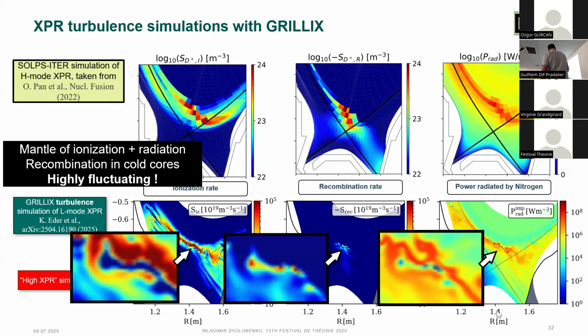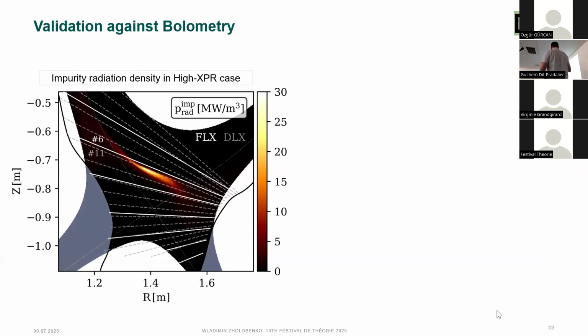So we have these ionization mantles surrounding recombination cores, where the nitrogen radiation is also low, but they are moving around, fluctuating in time. They do form these stripes on average. This is again the radiation, but on a linear scale. So it's the same data, just plotted linearly.